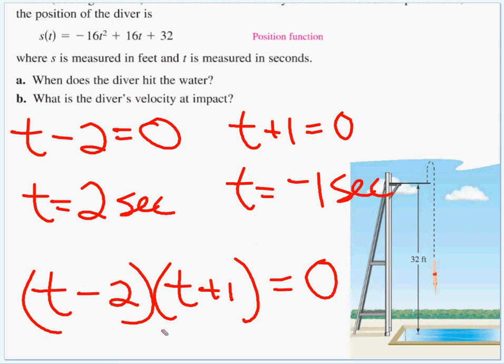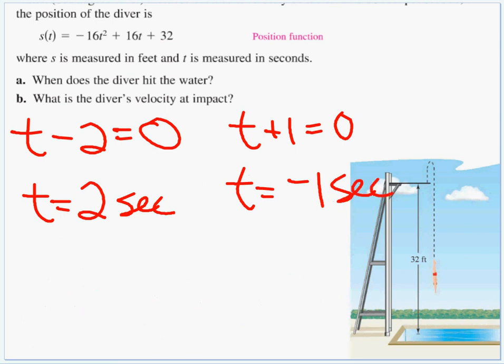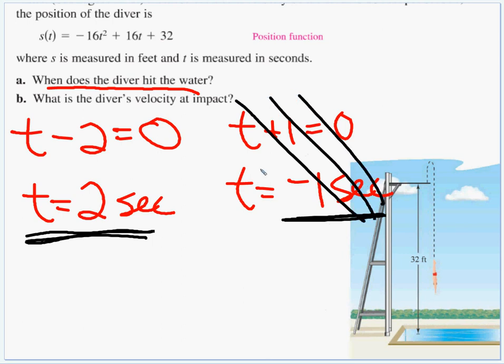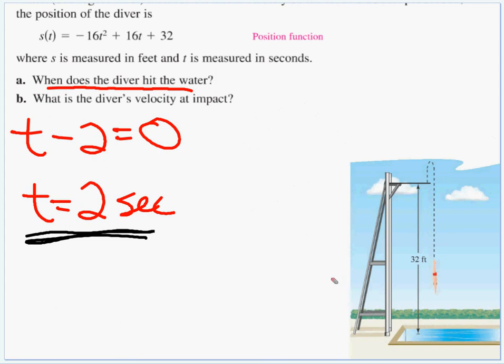Now, sometimes these problems lead to answers that don't make sense. So the question again is, when does the diver hit the water? Well, he either hits the water 2 seconds after he jumped or 1 second before he jumped. So that's obviously our nonsense answer. You can't hit the water before you jump. So here is our solution for part A. When does the diver hit the water? 2 seconds after jumping.